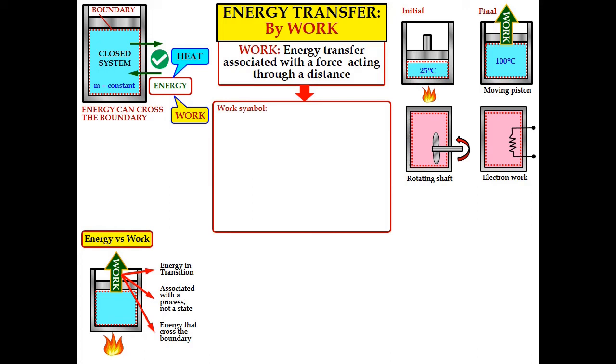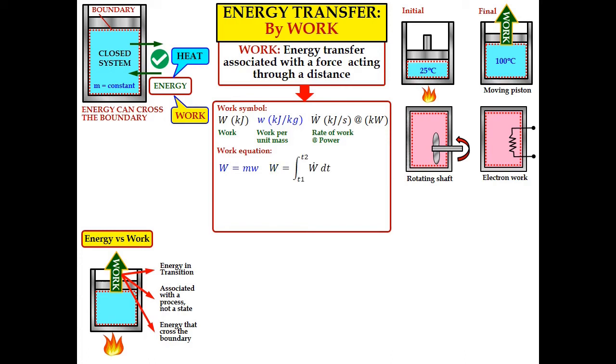In terms of symbols, for work we use capital letter W, and the unit is kilojoule. The small letter w we refer to as specific work, or work per unit mass, and the unit is kilojoule per kg. In terms of rate, we have W dot, which is the rate of work, or power. The unit is kilojoule per second, or kilowatt. The work equation: work in kilojoule equals mass multiplied by specific work, or work per unit mass, small letter w.